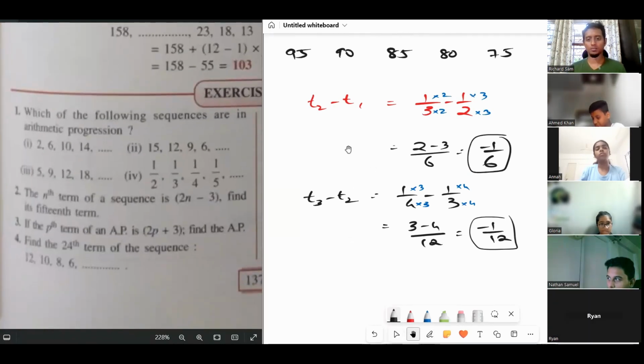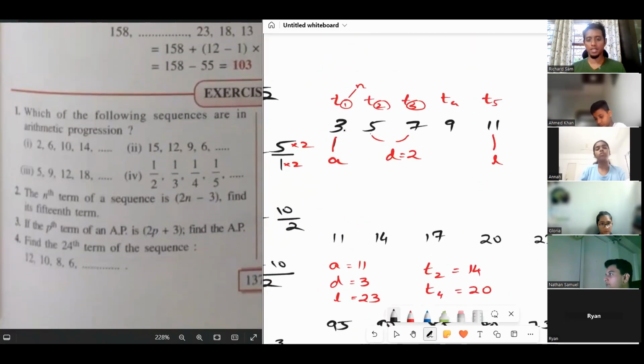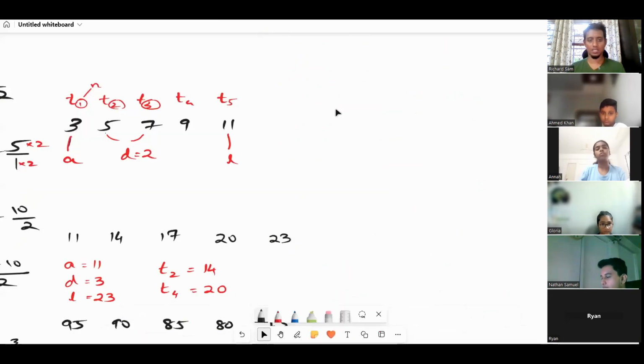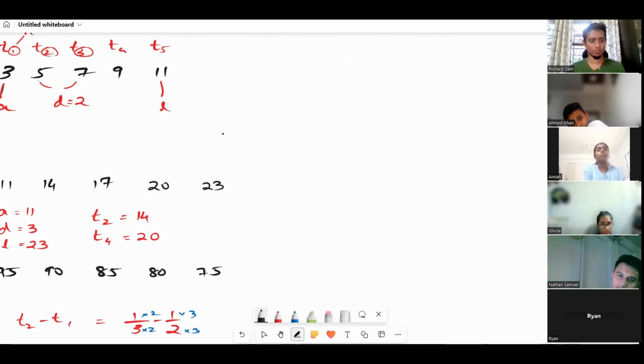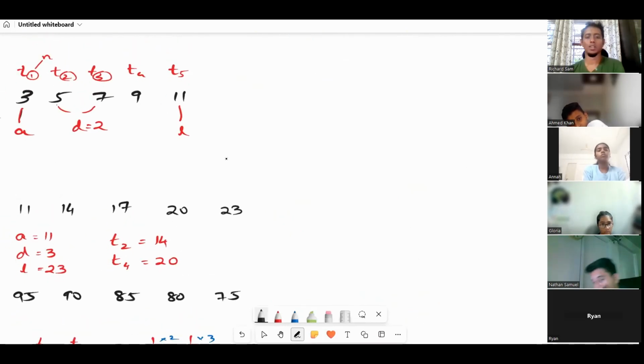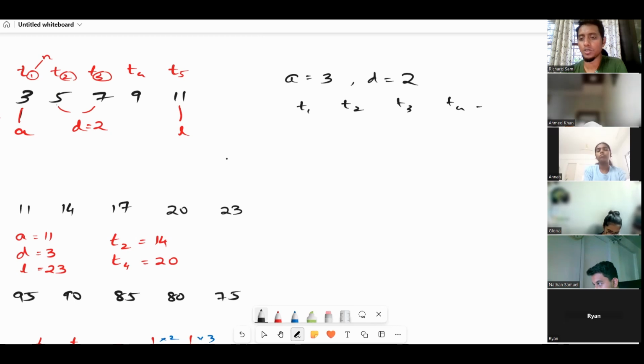Okay, now coming back to the first AP that I've written here, 3, 5, 7, 9, and 11. Suppose I give you the first term, A. A is 3. And I'll also give you the difference. The difference is 2. Using these two values, can you find the whole AP? So what is T1, what is T2, what is T3, what is T4, and so on. Can you write the whole AP just using these two values?